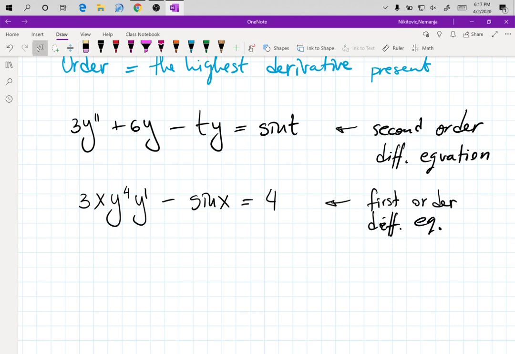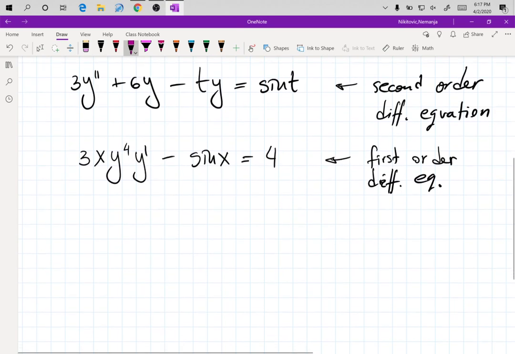Another thing that we need to distinguish for these equations is homogeneous versus non-homogeneous, and that's again whether it's equal to 0 or not, and that is a big deal. I'll explain that with the pendulum.